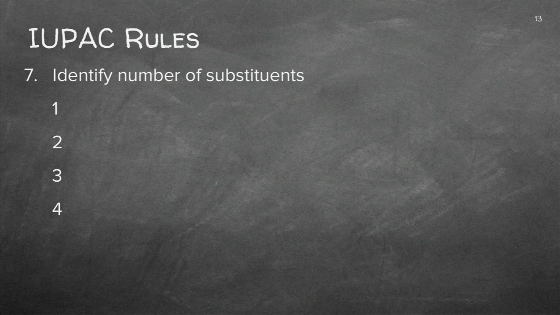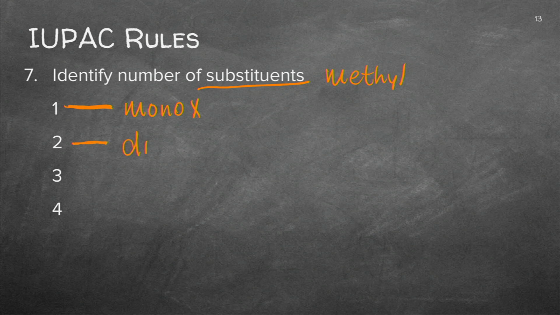If I've got one substituent, let's say for instance a methyl, I do not name it at all. It's actually mono, but you're not going to name it. But if it's 2, can you remember what we did just now? We said it's di. If it's 3, it's tri. And if it's 4, it's tetra. Now let me show you how this will actually work out when you do the naming.